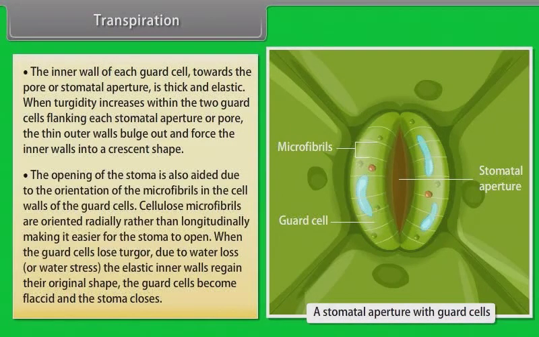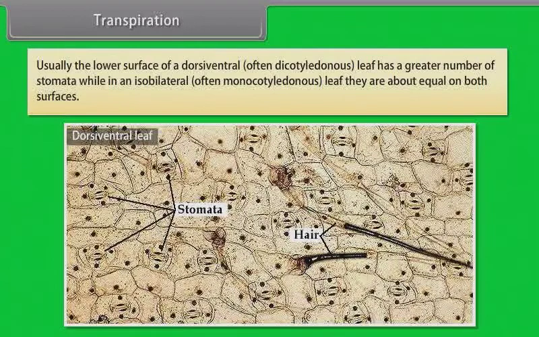The opening of the stomata is also aided due to the orientation of the microfibrils in the cell walls of the guard cells. Cellulose microfibrils are oriented radially rather than longitudinally, making it easier for the stoma to open. When the guard cells lose turgor due to water loss or water stress, the elastic inner walls regain their original shape. The guard cells become flaccid and the stoma closes. Usually the lower surface of a dorsiventral or often dicotyledonous leaf has a greater number of stomata, while in an isobilateral or often monocotyledonous leaf, they are about equal on both surfaces.